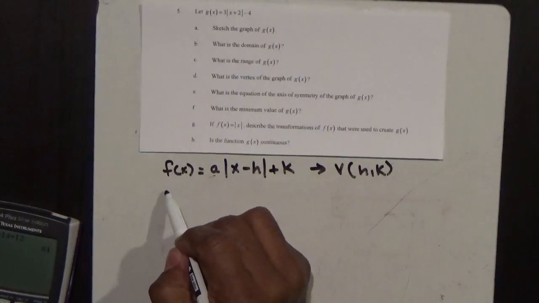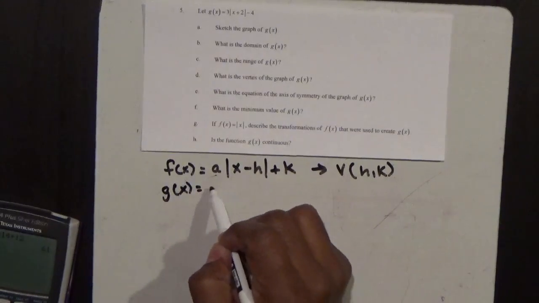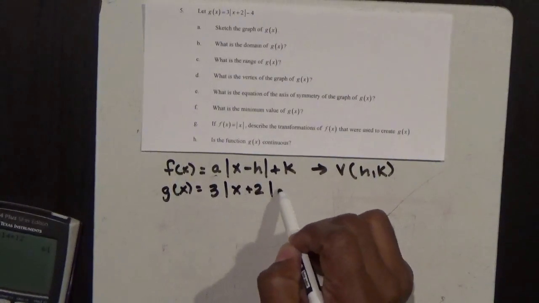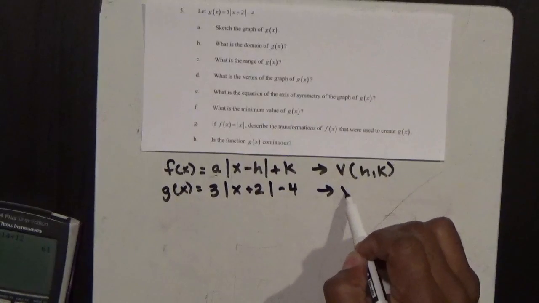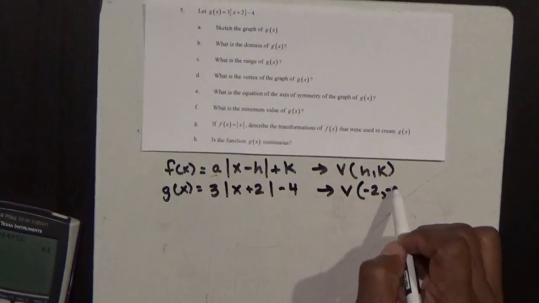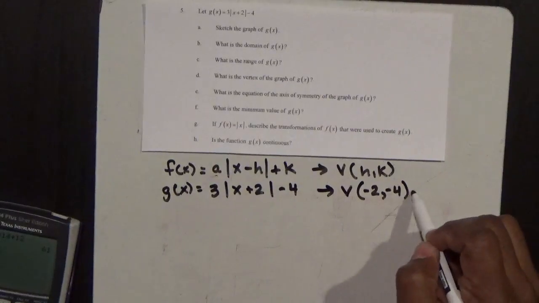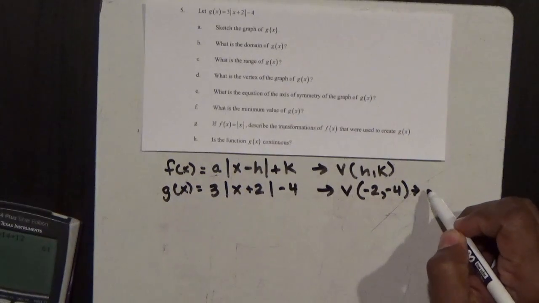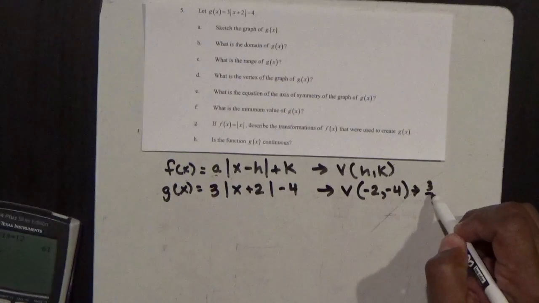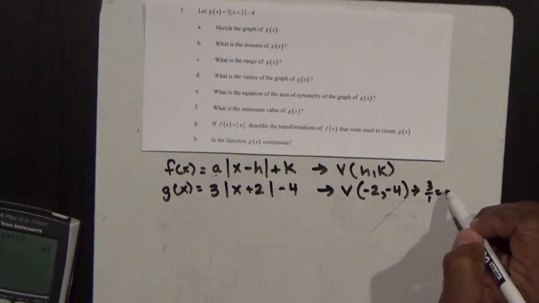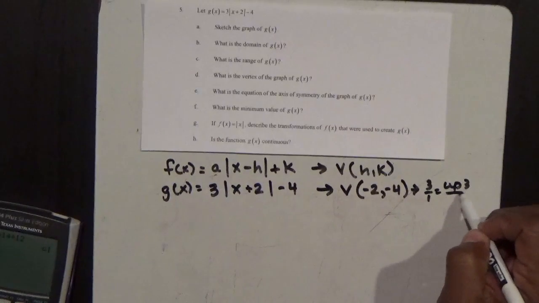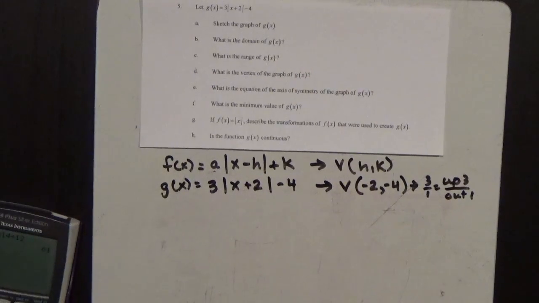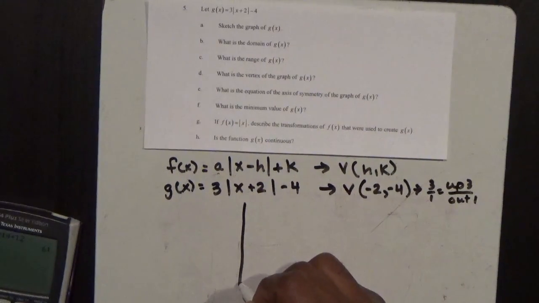It says let g of x equal 3 times the absolute value of x plus 2, minus 4. If that's the case, our vertex is going to be -2, -4. Our out movement in our absolute value function is going to be 3 over 1, which means that we're going to go up 3 units every time we go out 1 unit. So you can kind of imagine, remember us doing this. So let's graph that.